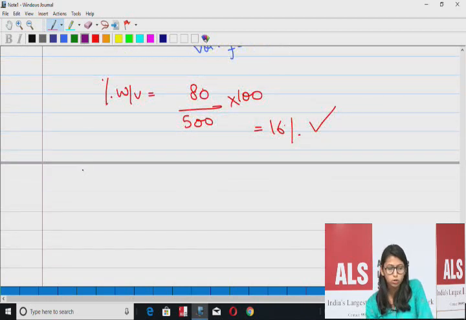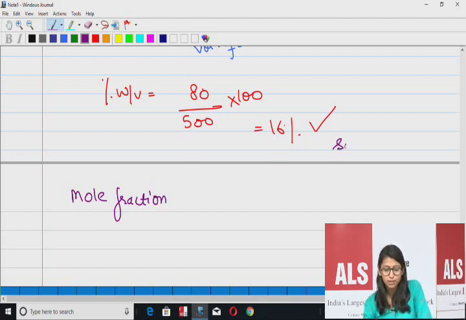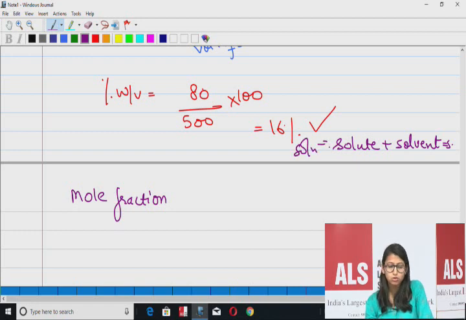Now you are able to do the percent V by V also, I know that, okay? So there is one more term which is known as mole fraction. So what is mole fraction? Let's say we have a solute plus solvent, then they will make a solution. Mole fraction, let's say if you are calculating the mole fraction of solute, is generally denoted by capital X.